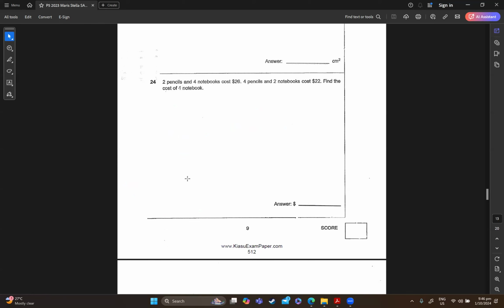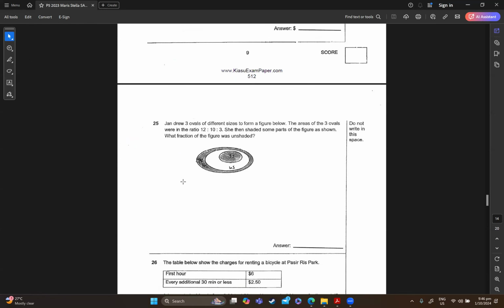Okay, question 25. Jen drew 3 ovals of different sizes in the ratio of 12, 10, 3. So the biggest oval is 12, then 10 is the one in the middle, and 3 is inside. What fraction of the figure was unshaded? If you look at the unshaded part, it's actually the middle oval minus the smallest oval.